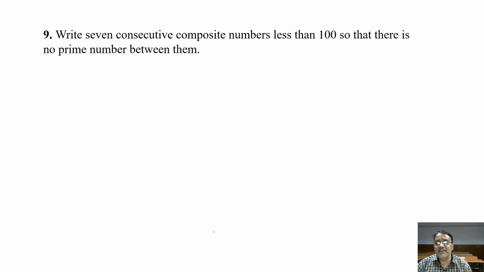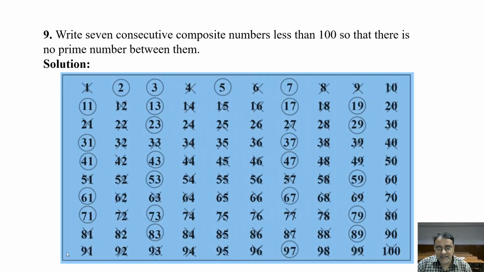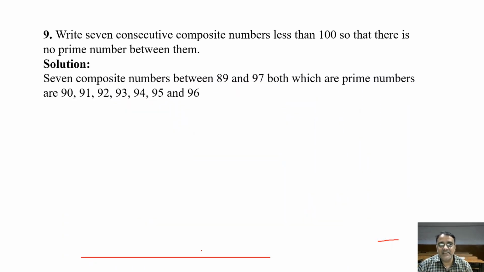Now next, write 7 consecutive composite numbers less than 100 so that there are no prime numbers between them. Right? So this is the table. See, यहाँ पे 90 से लेकर 96 तक ये सारे composite number हैं. And these are 7 composite numbers. So the answer is 90, 91, 92, 93, 94, 95 and 96.